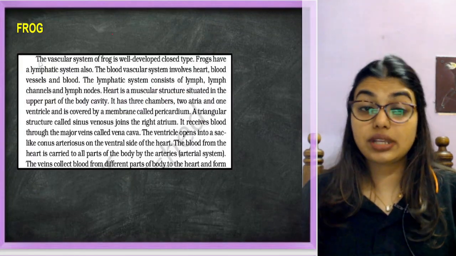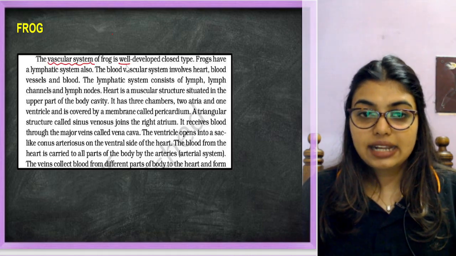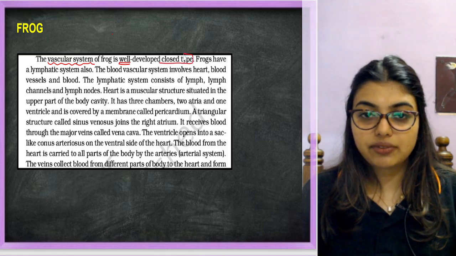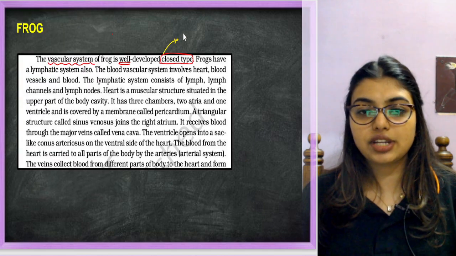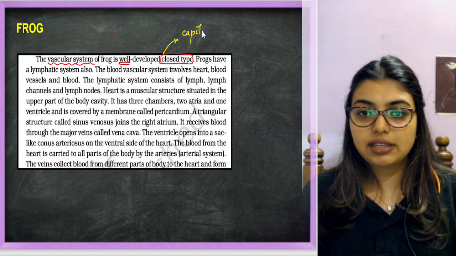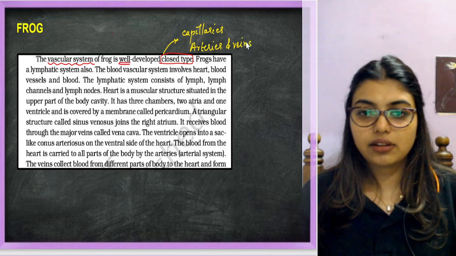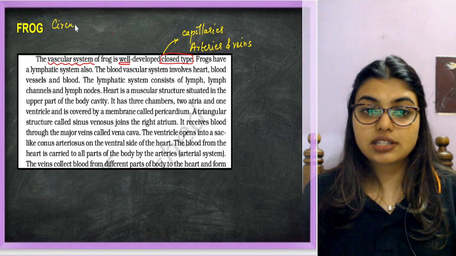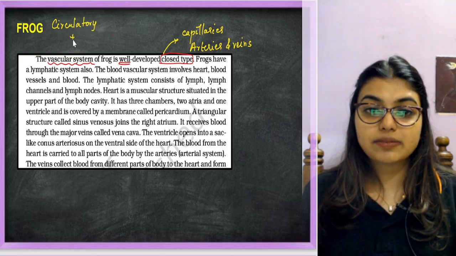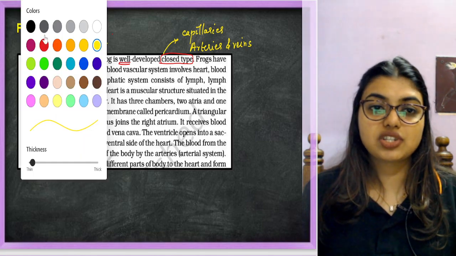Now next is the heart, the circulatory system. Listen to this carefully. The vascular system of the frog is well developed, closed type. Well developed closed type means, as we already learned, after Annelida itself we started seeing closed type circulatory systems, where they have capillaries, arteries and veins. Now look here, frogs have a lymphatic system also, which is shocking, right? We thought only a circulatory system was there. They have a circulatory system as well as a lymphatic system, which is a very big thing.